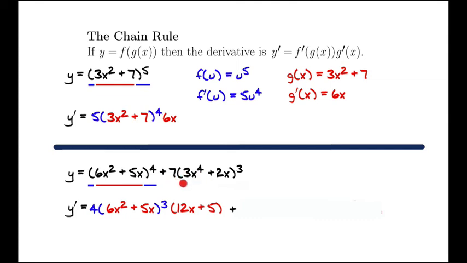And in here, the outside function is 7 times something raised to the third power. Its derivative is 21 times something raised to the second power. Just bring down the 3. 3 times 7 is 21. 3 minus 1 is 2. The inside function in this case is 3x to the fourth plus 2x, so that's what goes here. That's g of x. We multiply on g prime of x, which is 12x cubed plus 2. That's the derivative. The derivative of 3x to the fourth is 12x cubed. The derivative of 2x is just 2.